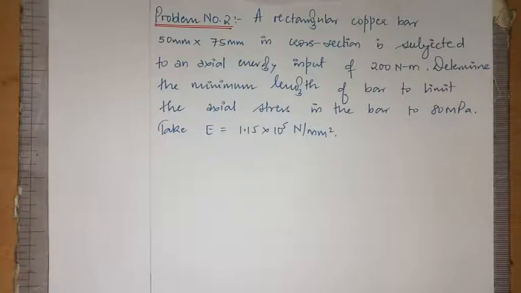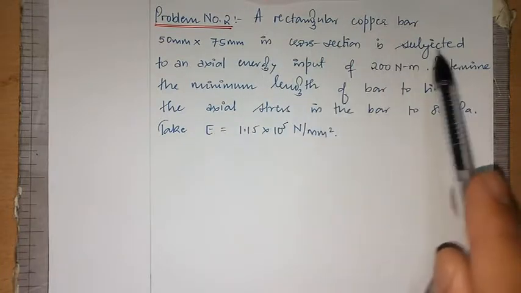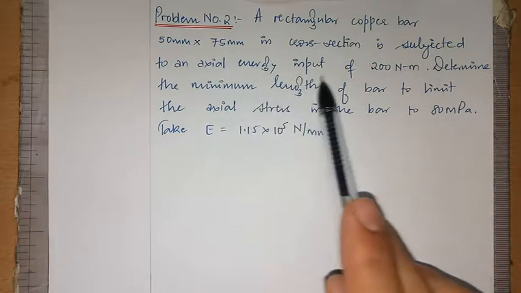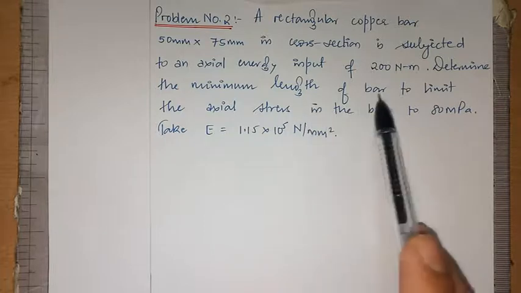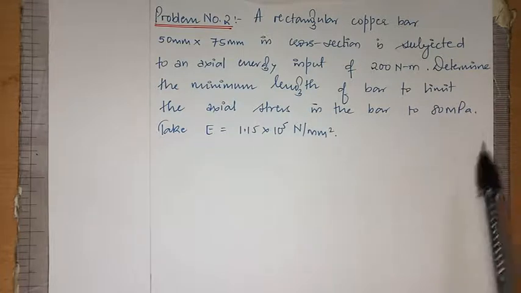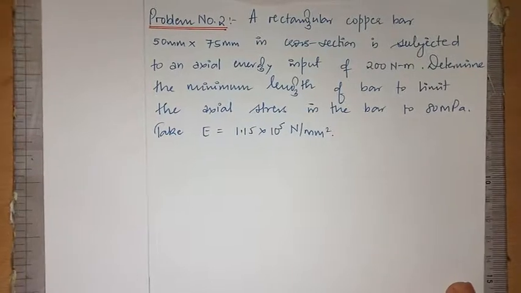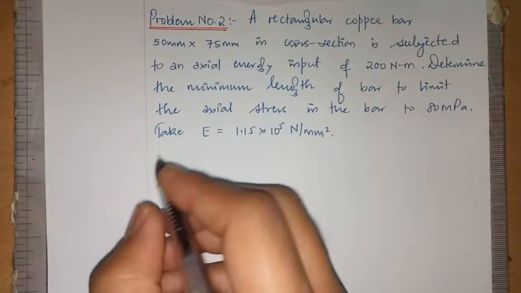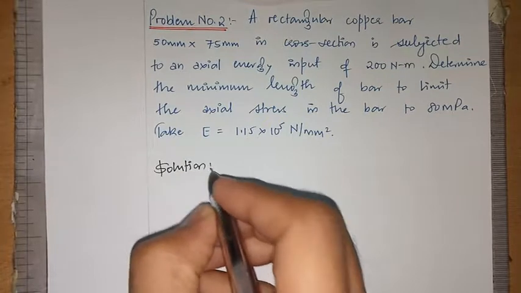A rectangular copper bar of dimensions 50 mm into 75 mm in cross section is subjected to an axial energy input of 200 Newton meter. Determine the minimum length of bar to limit the axial stress in the bar to 80 MPa. Take Young's modulus as 1.15 into 10 raised to 5 Newton per mm square. This is a very simple problem when compared to the previous one. So let us start with the solution.